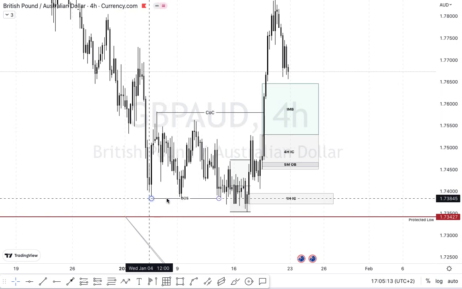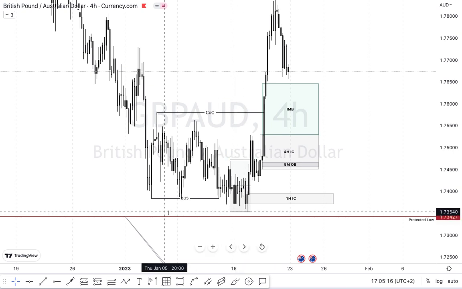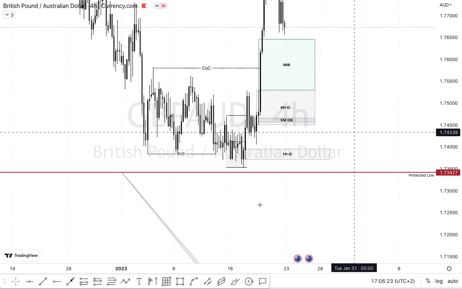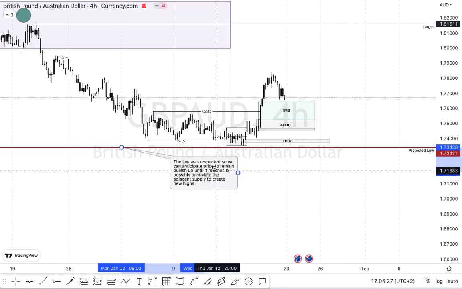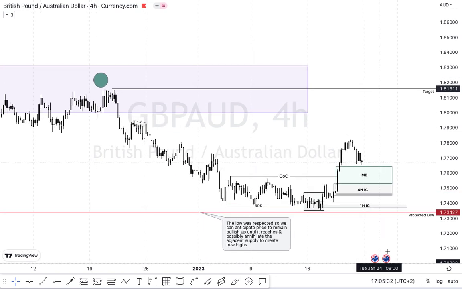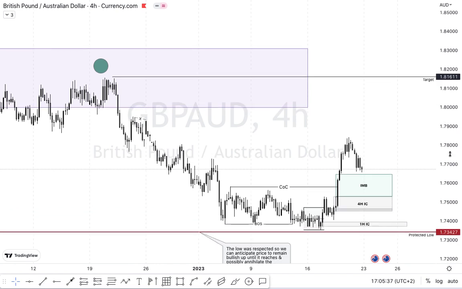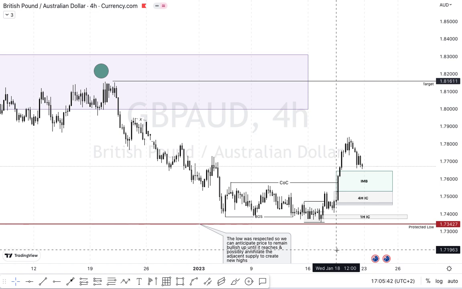We got another break of structure taking price all the way to the downside, and then an extreme, a test of the extreme level. I actually put this in my call out bubble over here. Let me just bring it up so that you guys can see what this is about. So this is a protected low, essentially a low that we weren't supposed to go beneath if structure is to continue to be respected. The low was respected, so we can anticipate price to remain bullish up until it reaches and possibly annihilates the adjacent supply to create new highs.